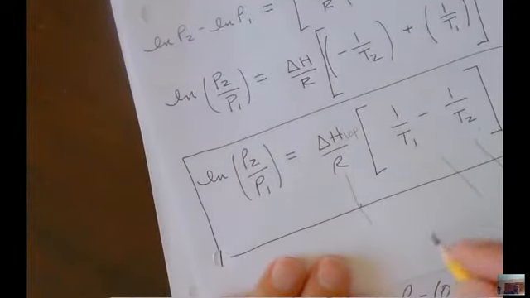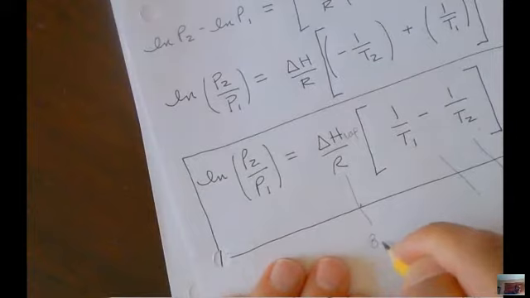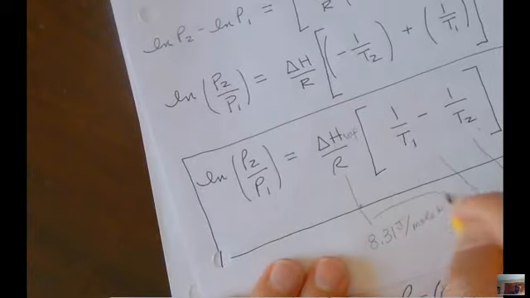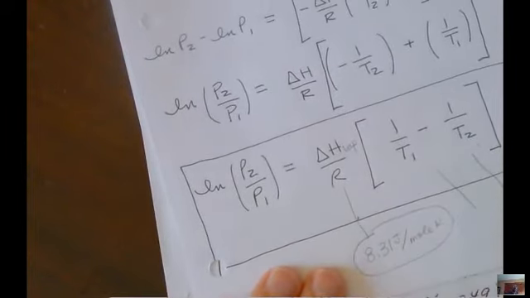R is just the gas constant in energy units, so you're always going to just put in the same number. The gas constant in energy units is 8.31 joules per mole Kelvin, so that's not going to change. I'm not going to ask you to calculate R. That's the R that you want to put in.